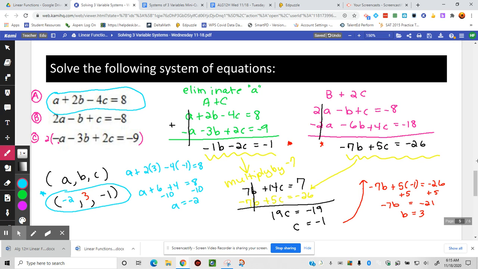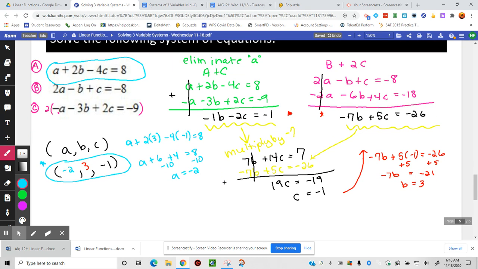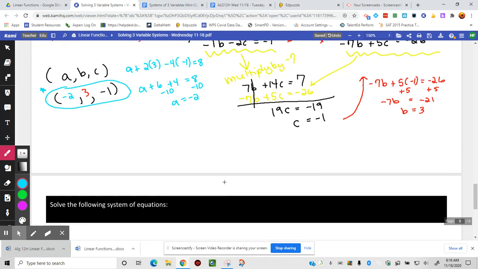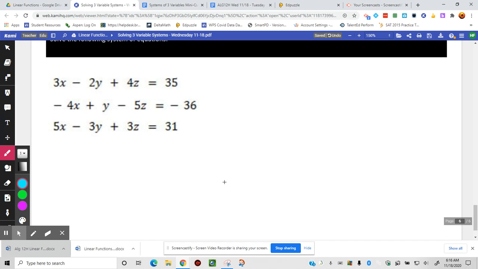Okay, so you just have all three answers here. It's amazing and wonderful. These ones take a little bit of time. So we're going to try this one. I'm going to have the Edpuzzle pause itself so you guys can try this next one. And basically you want to come up with a plan.